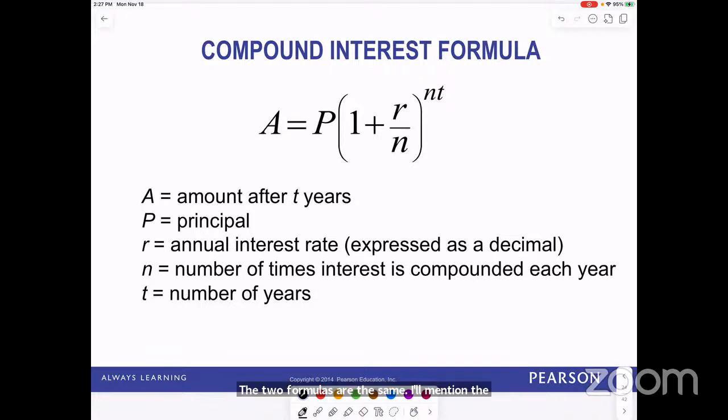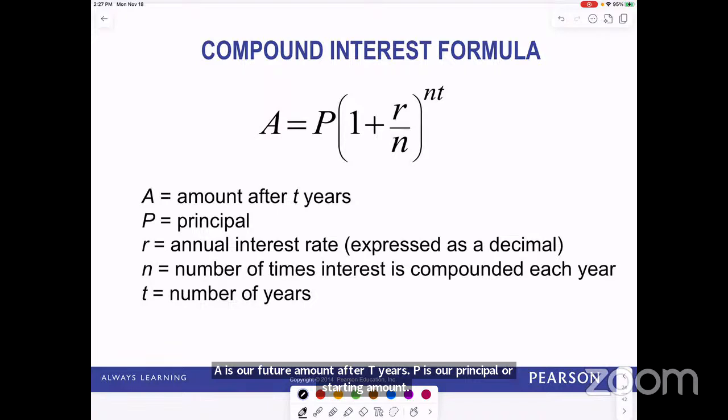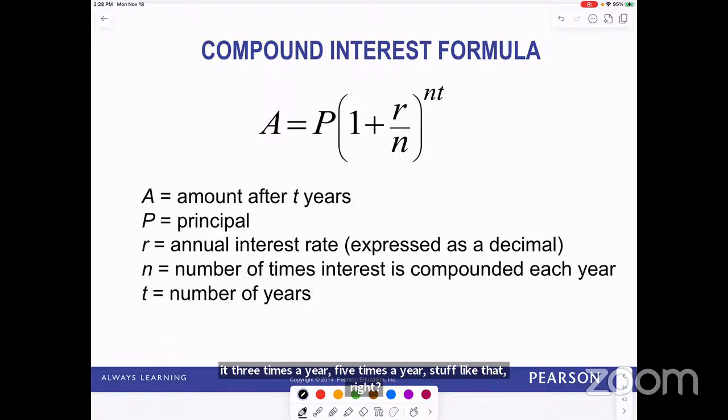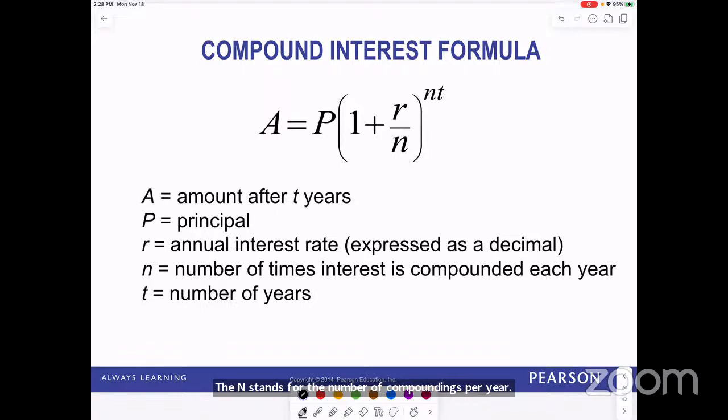With the compound interest formula, what you see here, our A is our future amount after T years. P is our principal or starting amount. R is the annual interest rate expressed as a decimal. N is the number of times the interest is compounding per year. So in the previous formula that we skipped, the interest is applied once per year, so our N would be 1 in that case. But in the more general sense, we might apply it 3 times a year, 5 times a year, so that's where we have this variable N. The N stands for the number of compoundings per year, and T is the total number of years.